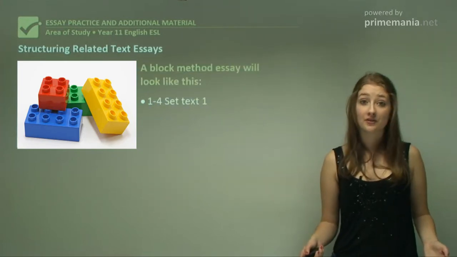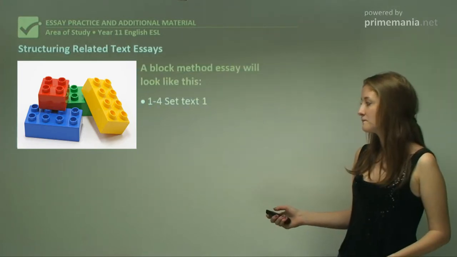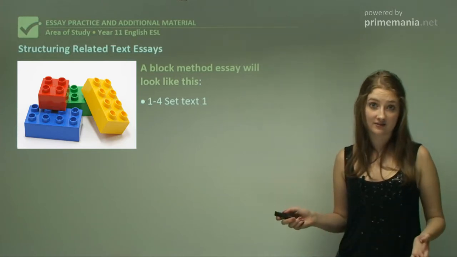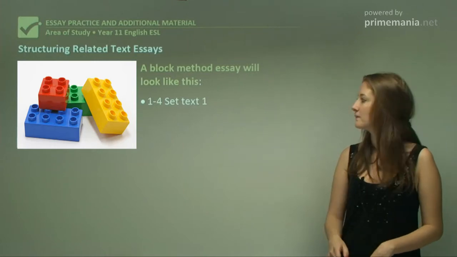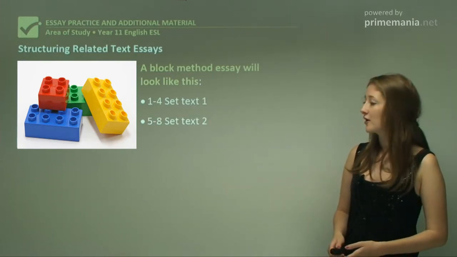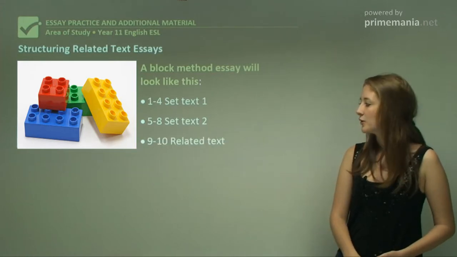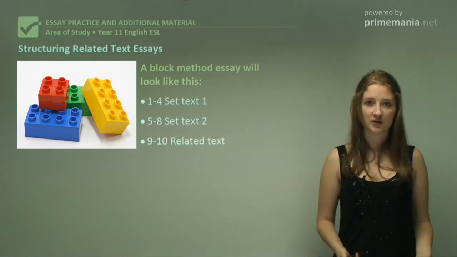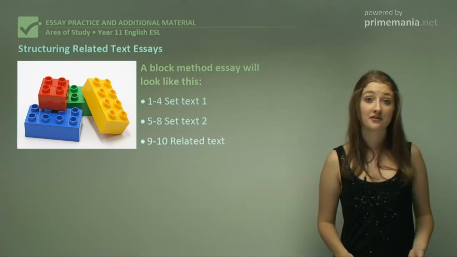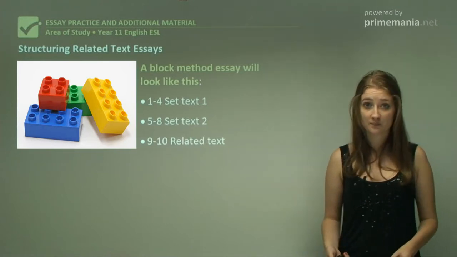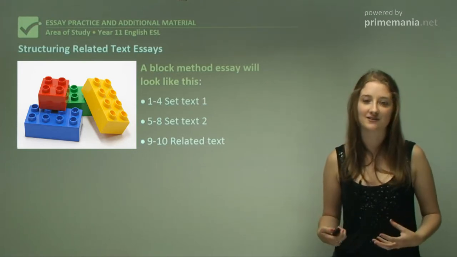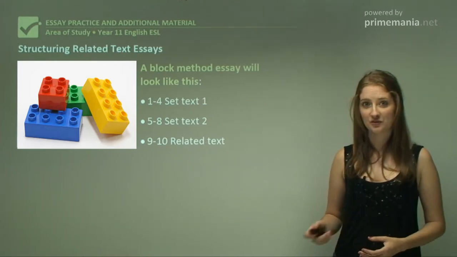So if you look at this sample of a block method essay, paragraphs 1 to 4 would be focusing on your set text, which is your first set text. Then paragraphs 5 to 8 are going to be focusing on your second set text, with paragraphs 9 and 10 focusing on your related text. If you can write that many paragraphs, this is definitely the way to go with structure, but you can always reduce the number of paragraphs if you don't think you have that writing speed up to the standard which you'll have in Year 12 yet.